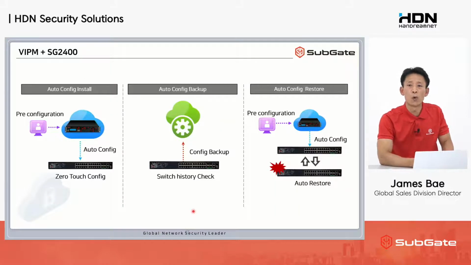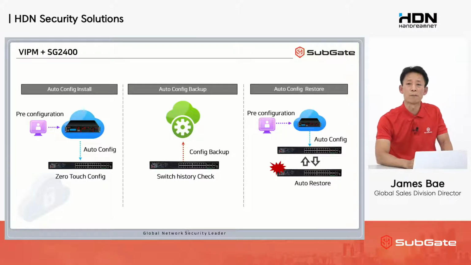Here are a few more advantages when we combine VIPM and SG2400. Number 1, auto config install. Number 2, auto config backup. Number 3, auto config restore. If we have any new device in the network, VIPM will detect the new device so we can install it remotely, which is very convenient.